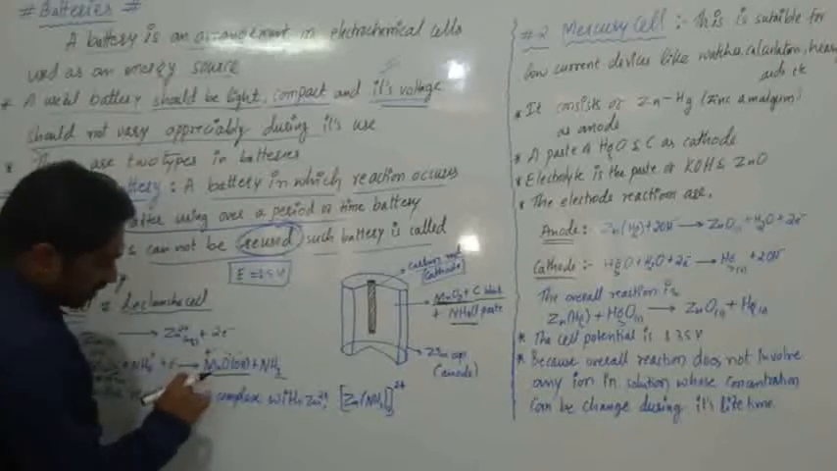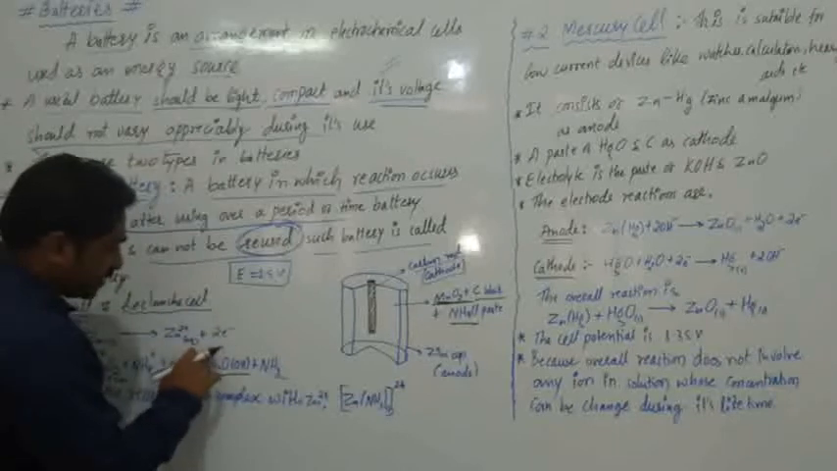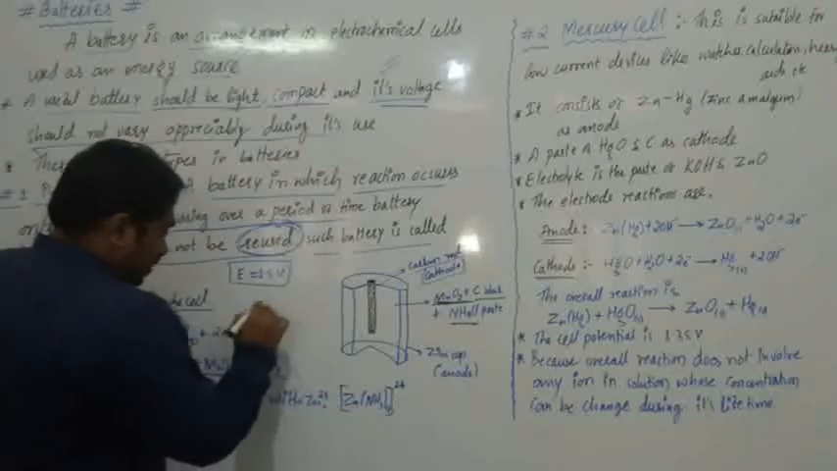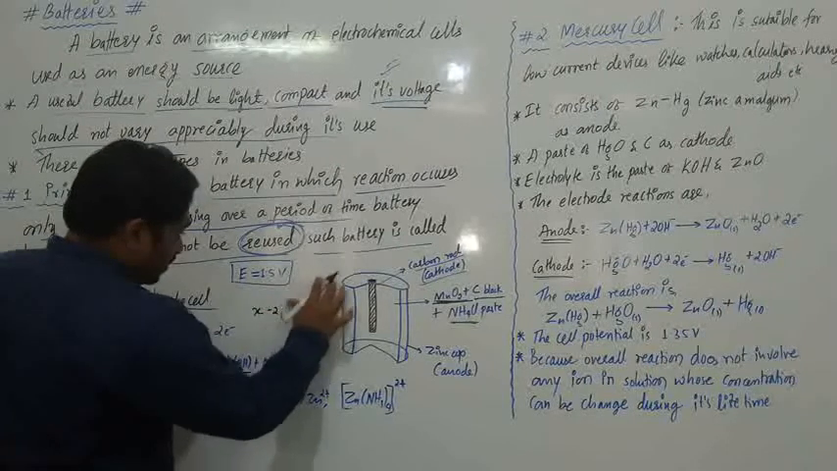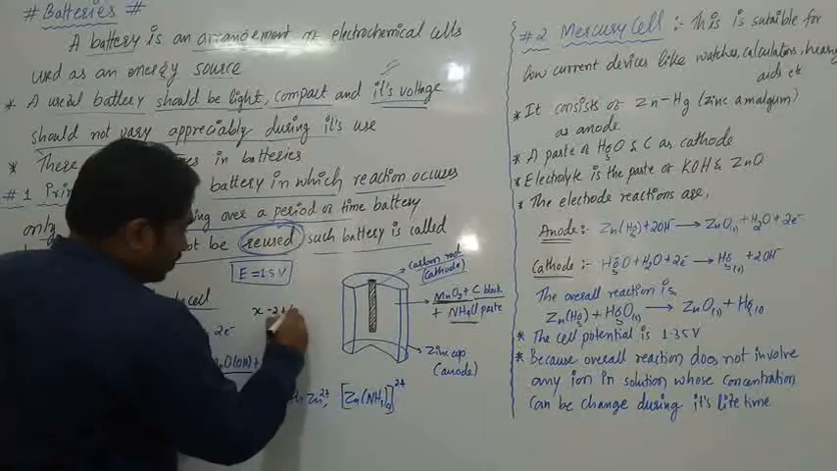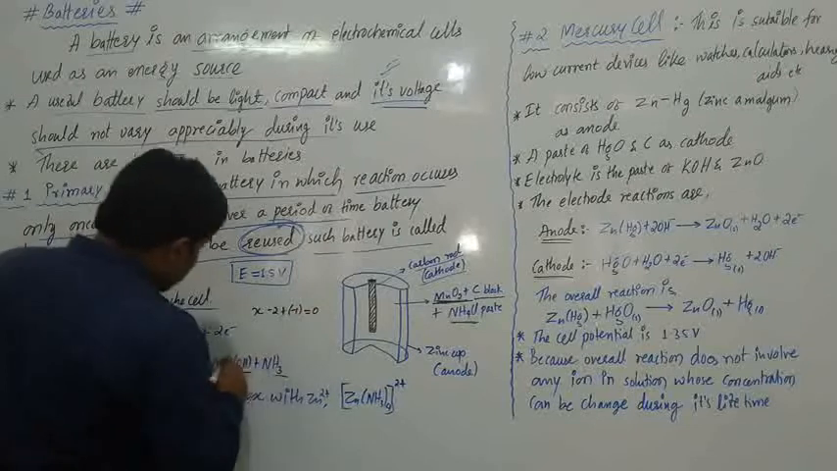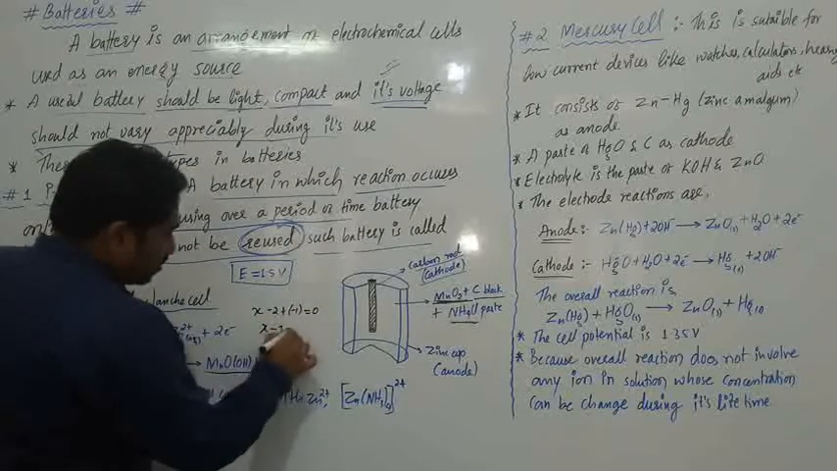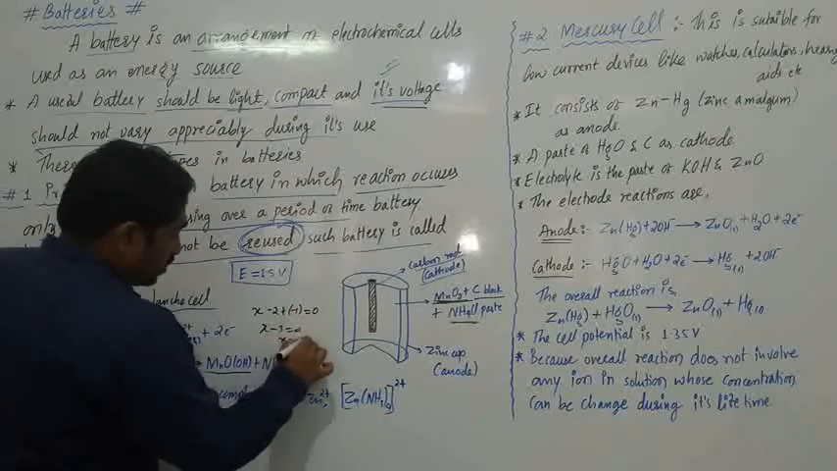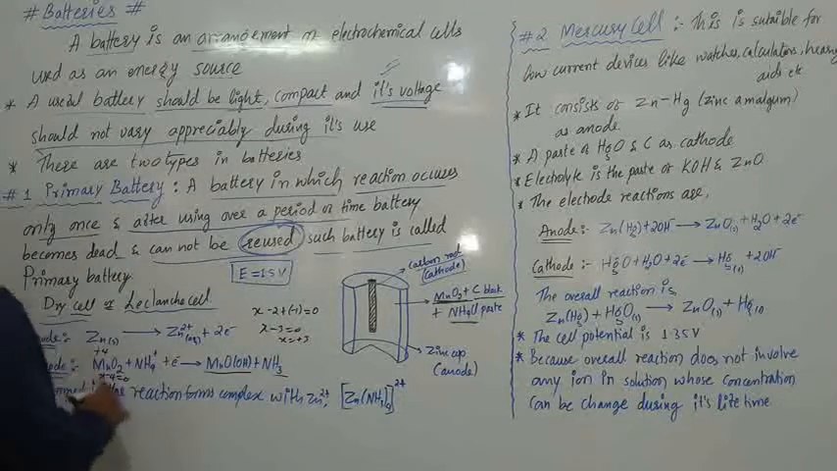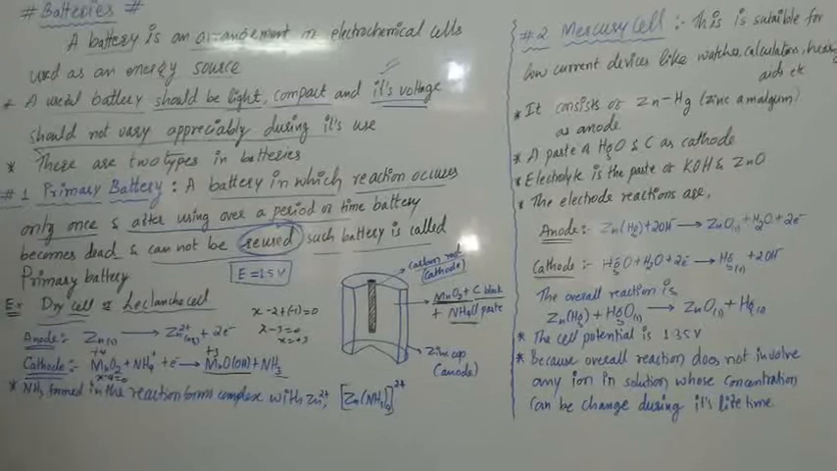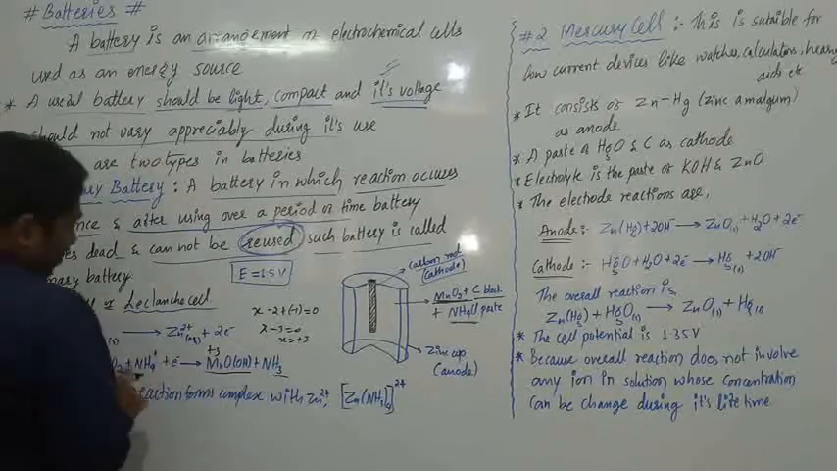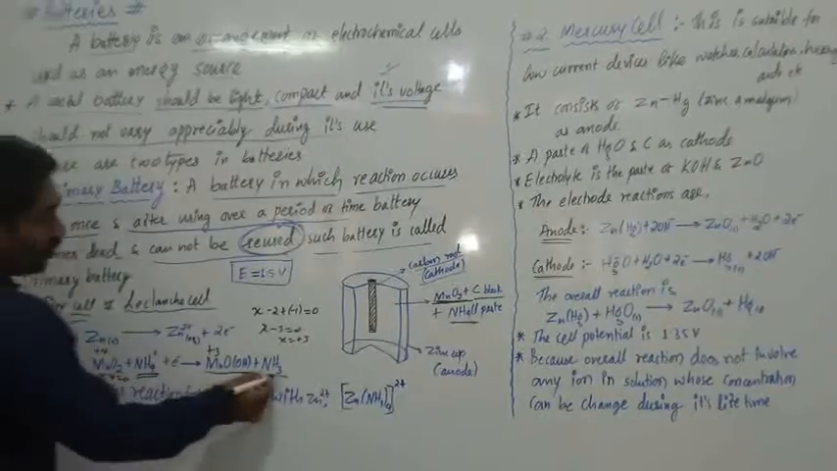Actually, it is not simply +3, so let us calculate this. X minus 2 plus -1 equals 0. X minus 3 equals 0. X equals +3. So +4 is converted into +3 here, and from the ammonium ion, ammonia is produced.